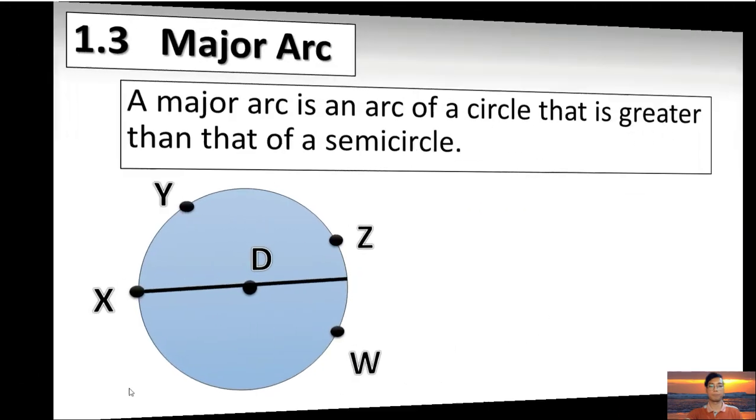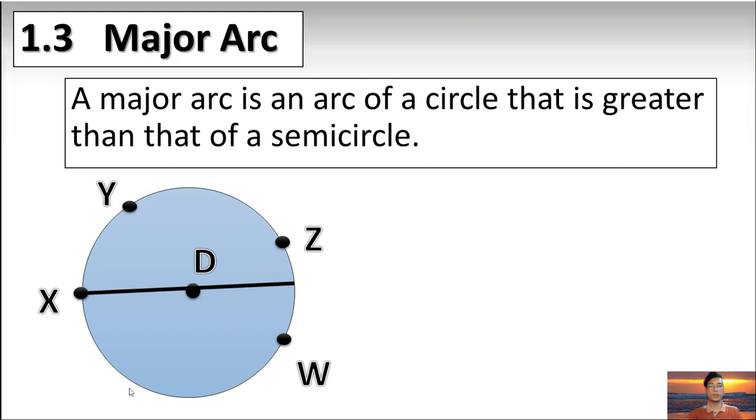Next, 1.3 is the major arc. A major arc is an arc of a circle that is greater than that of a semicircle. So, lampas pa siya ng kalahati. And in naming a major arc, we use 3 letters para mas clear.